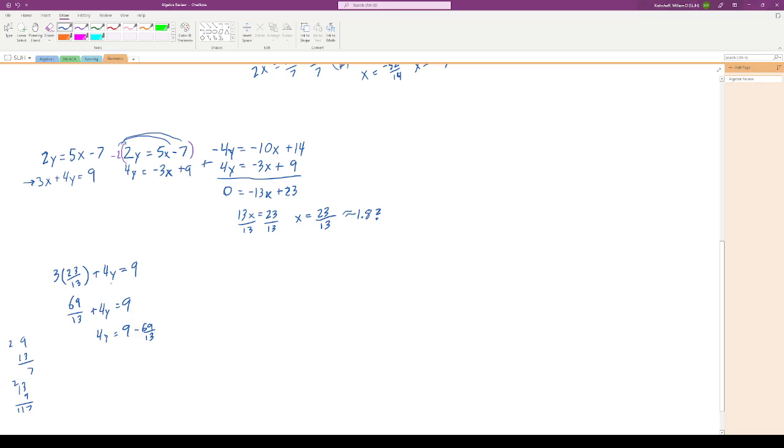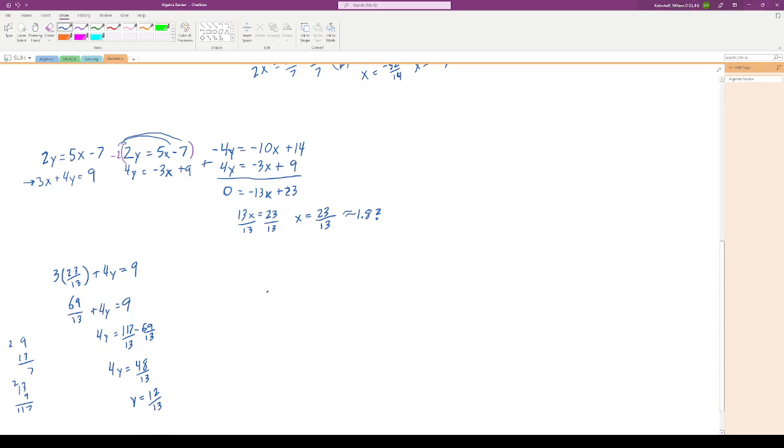So we'll rewrite this 9 as 117 over 13. Okay, so then we can add these two together and get 4y equals 117 minus 69 would be 48 over 13. And then we need to divide both sides by 4. So when we divide by 4, this 48 will become 12. So y equals 12 over 13.